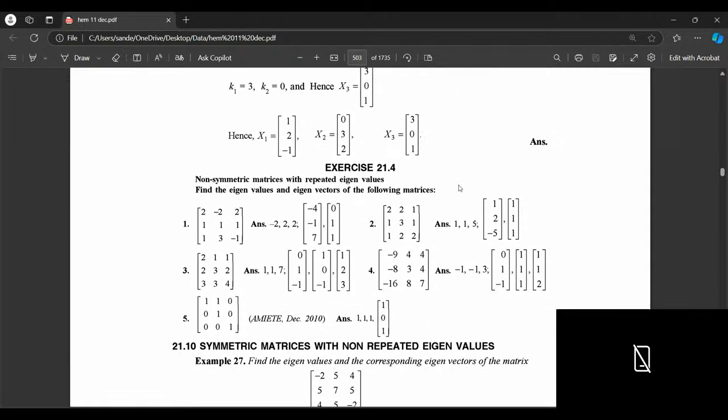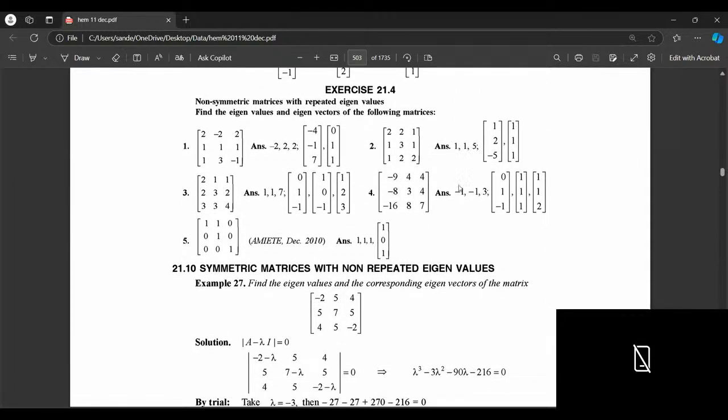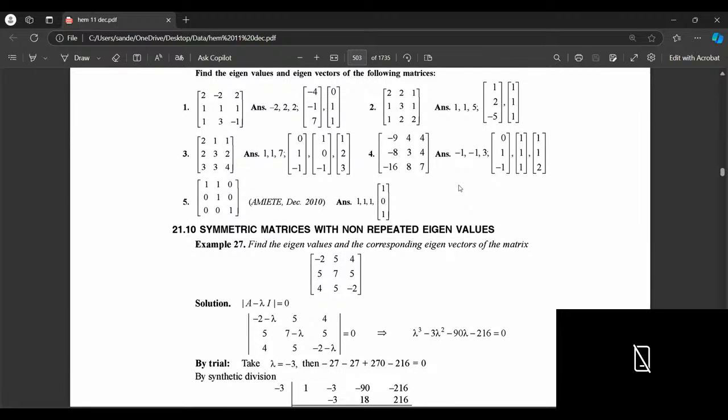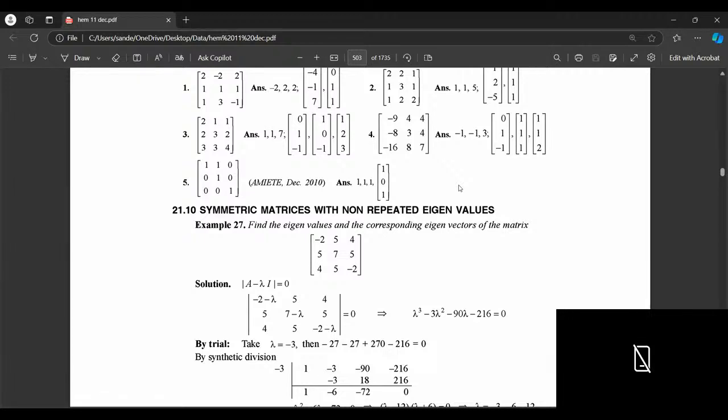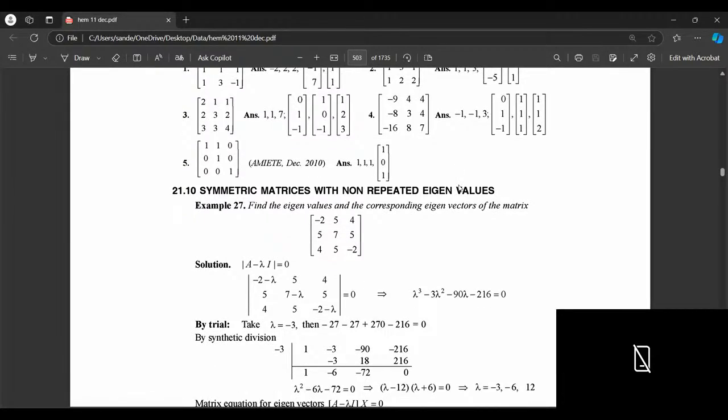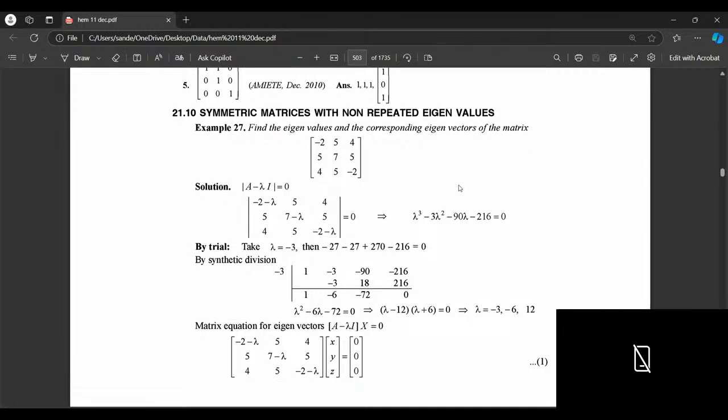Here is one exercise. Repeated roots. You can solve this. Now, symmetric matrix with non-repeated eigenvalues. This procedure is same. For non-repeated eigenvalues, you have to use here Cramer's rule again. Just we see one example here.